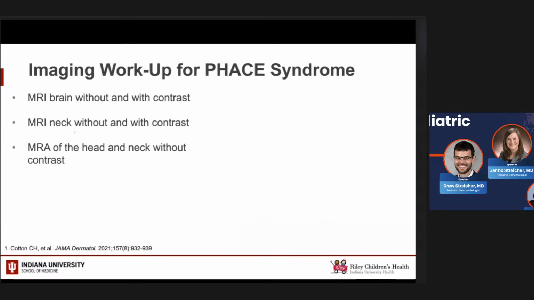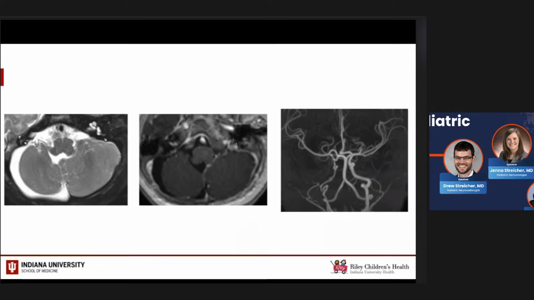So yes, thank you. But it is an asterisk because it's not something that has to be done every single time. But for PHACE syndrome, the big publication on the criteria lists always ordering that. So that's why you'll see us as pediatric dermatologists ordering it. Great. Okay, so let's jump into some imaging examples of PHACE syndrome.